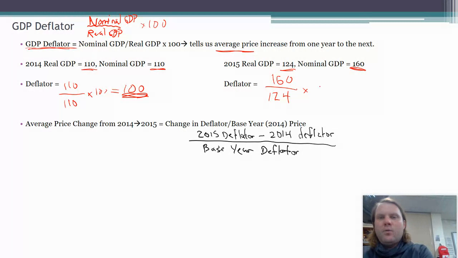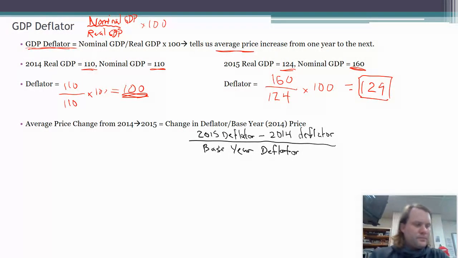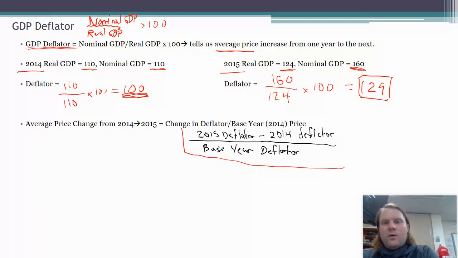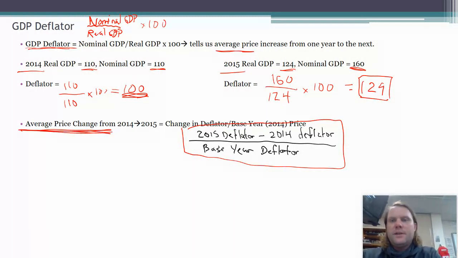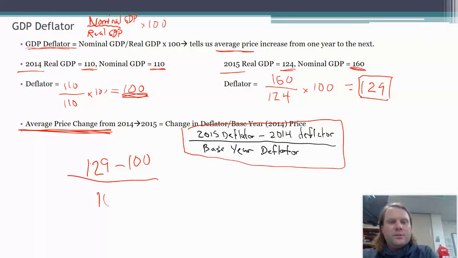We're going to multiply that by 100 also. That gives us 129. Okay, we need to remember that number. Now, we have the GDP deflator for 2014. We have the GDP deflator for 2015. The way we solve our average price change from 2014 to 2015 is we take our 2015 deflator, 129, minus our 2014 deflator, 100, divided by our base year, which is 100.